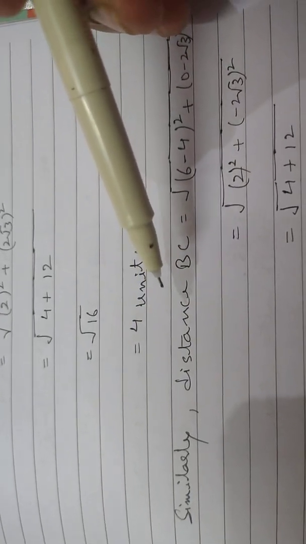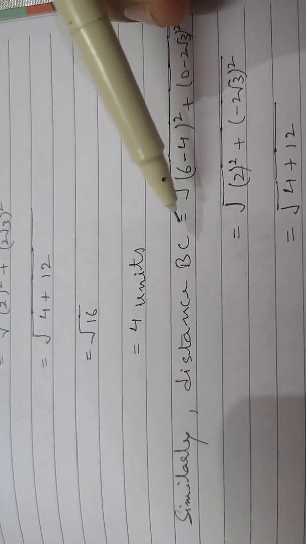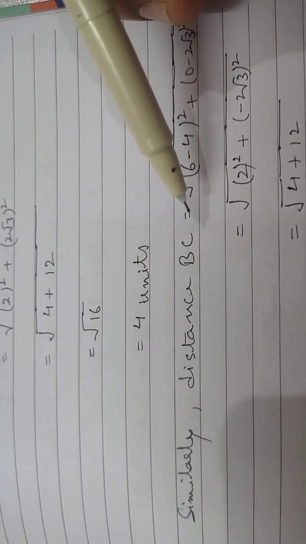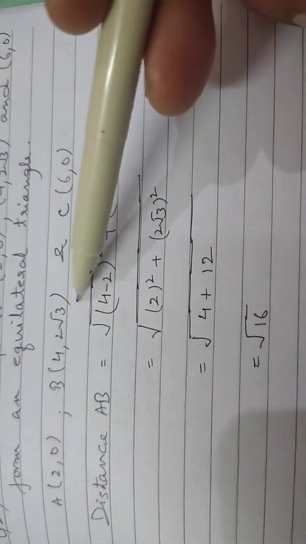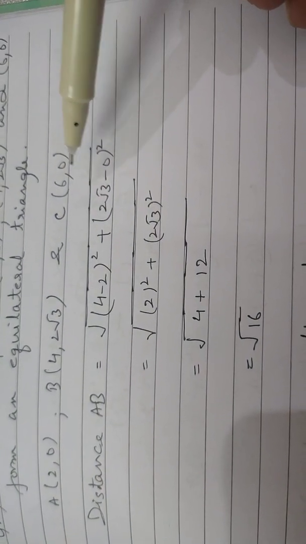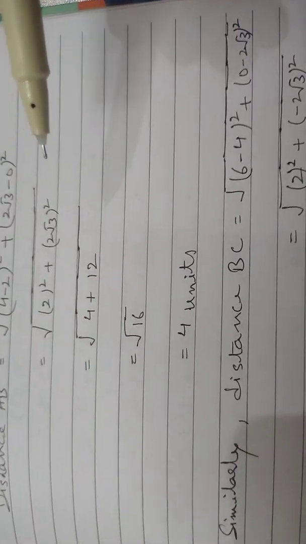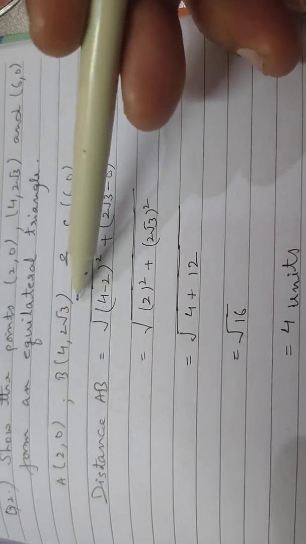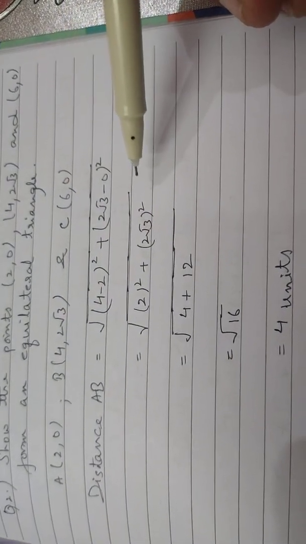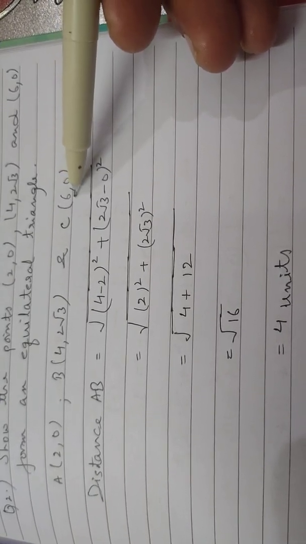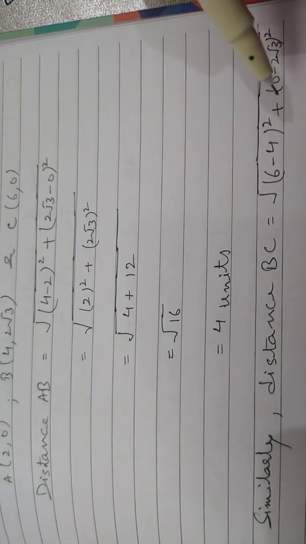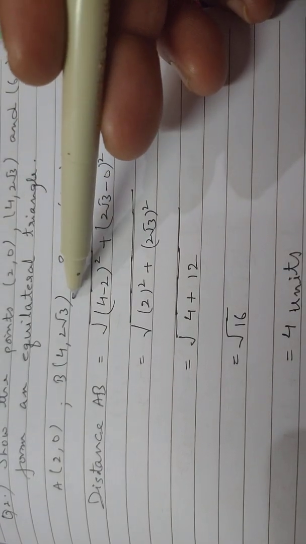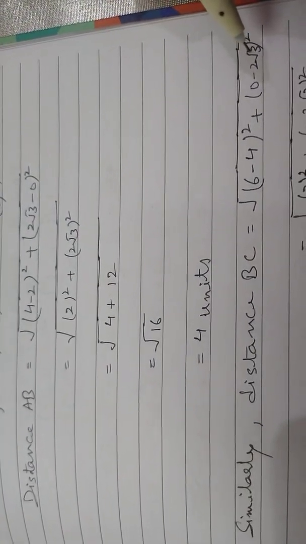Similarly, we are going to find out the distance between B and C. So the distance between BC will be like this. If we consider this point as x1, y1 and this point as x2, y2, then we can solve it. Because I have considered B as x1, y1 and C as x2, y2, under the root sign it will be x2 minus x1, so (6 minus 4) whole square plus again y2 minus y1, that will be (0 minus 2√3) whole square.